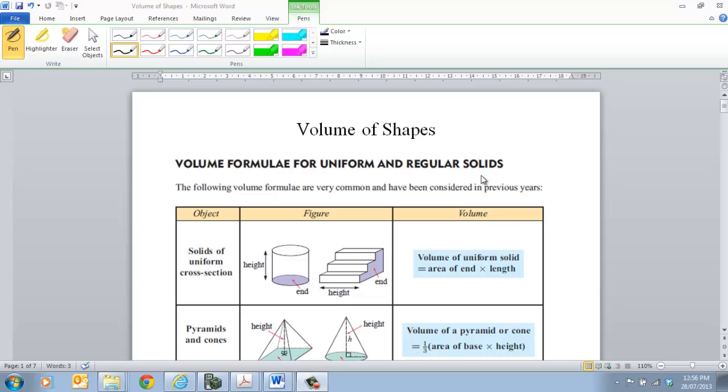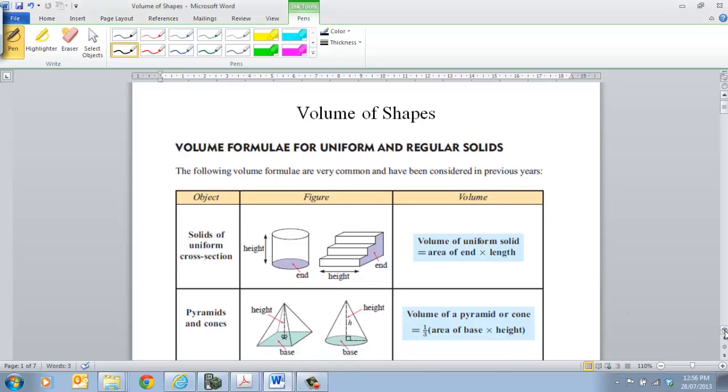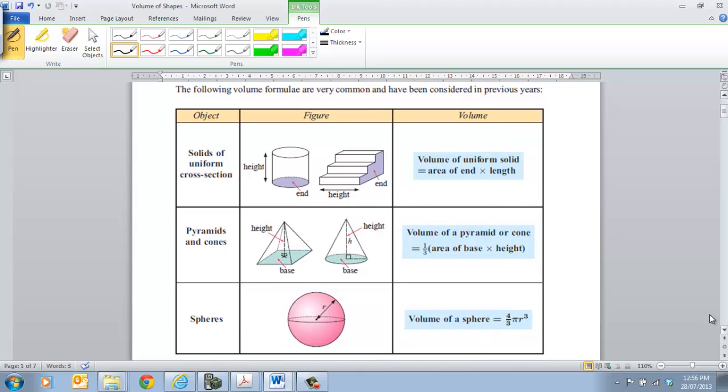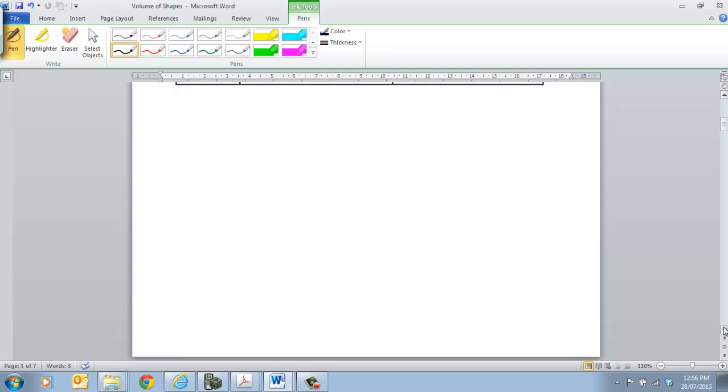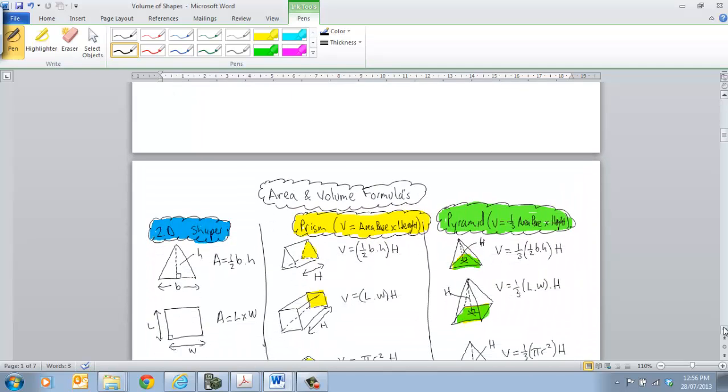And if we start looking at the pyramids, they go to a point, so it's simply going to be a third area of the base times by the height. Now the other shape that you will see is going to be a sphere, which is 4/3 pi r cubed. I'll just scroll down a bit further. I've got something I did with my year 10s.